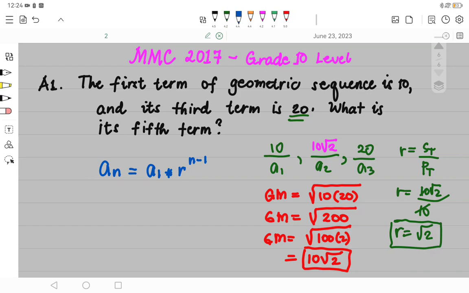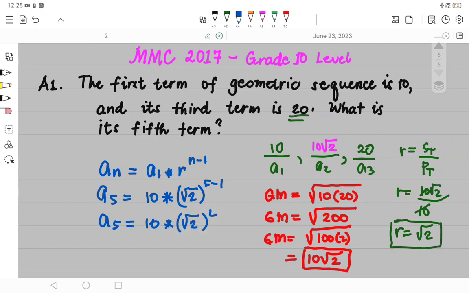So a sub 5, because we're looking for the fifth term. Our a sub 1 is of course given, which is 10. That's the first term, times our r, which is square root of 2. And then our n is 5, because we're looking for the fifth term, so 5 minus 1. Now we have a sub 5 is equal to 10 times square root of 2 raised to the fourth power.